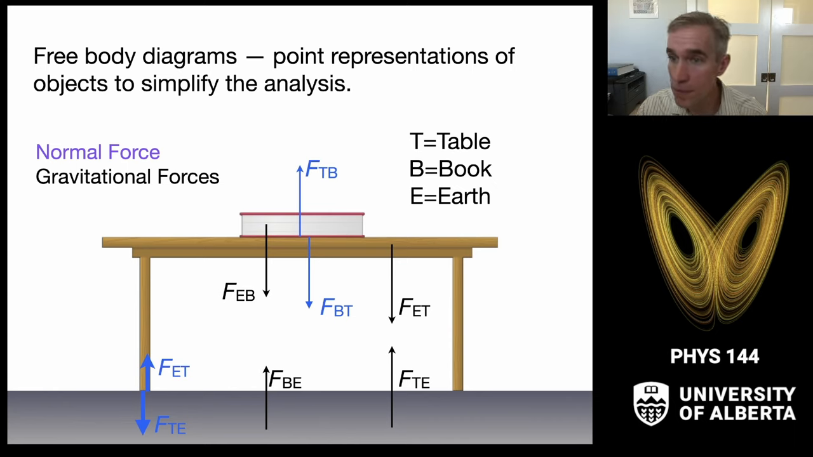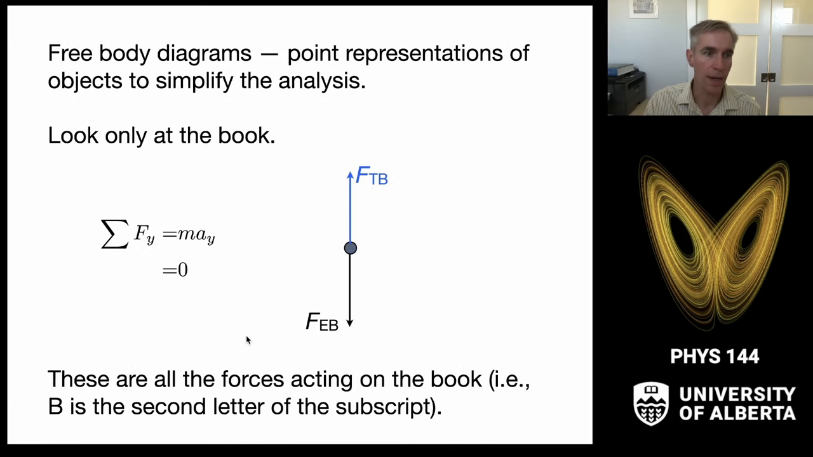And so if we want to study the book, we draw what's called a free body diagram, where we identify an object and find all of those forces that are acting on the book. So practically, if they're acting on the book, they have a book in the second letter. So it's force of blank on book. And there's two of them. There's FTB, that's that normal force. And we have FEB, that's the weight. And so we draw a little point representing our book, and then we draw the two force vectors attached to it. Force of table on book, force of earth on book.